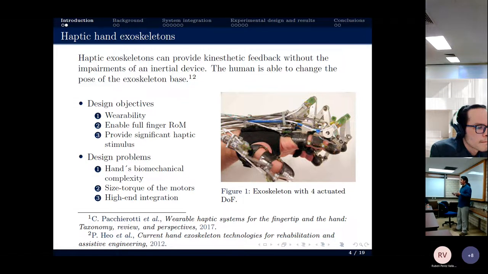Now, because of the limitation of the technology, we have to face three main design problems. The first one is that due to the biomechanical complexity of the hand, it is very difficult to design a kinematic structure that provides force to every joint of the finger and that does not block the movement of the finger. The second one is that we have a trade-off between the size and the torque or force that the actuators can provide to the human user. And the third one is that we need high-end integration to provide the haptic feedback synchronized with the visual feedback to generate a sense of immersion to the user.